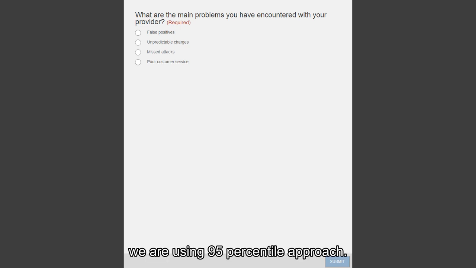Moreover, we are using the 95th percentile approach. So during the month, you can have up to something like 36 hours where your traffic can exceed your committed rate, so be more than 100 megabit per second.